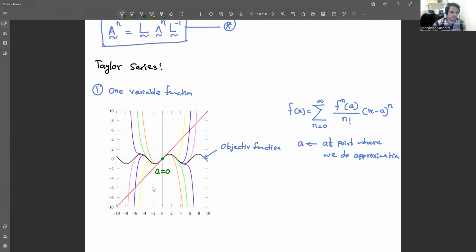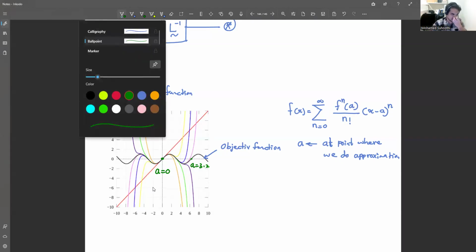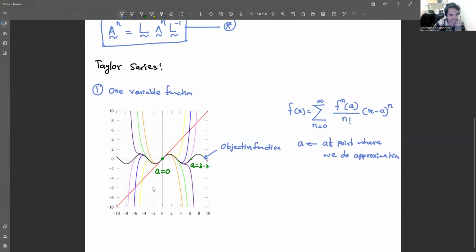If someone wants to do the approximation for this objective function, he can do it from here also. So here, what is that? a equals 3.2 something, right? So in that case, a equals 3.2. But here, a is equal to 0, right? In this picture, the objective function, right? I missed the e.